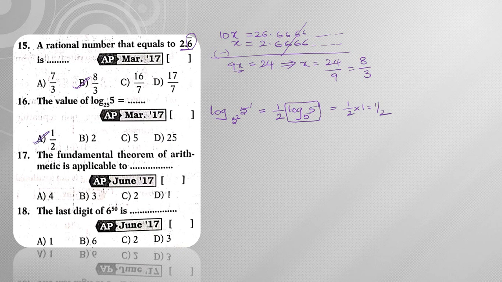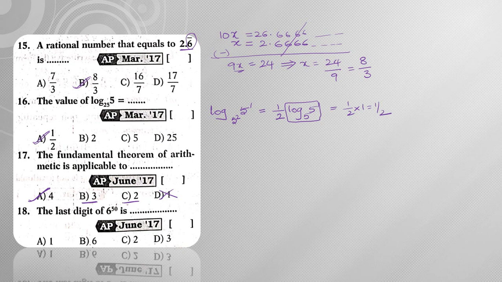Next, the fundamental theorem of arithmetic is applicable to which numbers? What is the fundamental theorem of arithmetic? Every composite number can be expressed as a product of powers of primes irrespective of their order, right? So the fundamental theorem of arithmetic is applicable only for composite numbers. Among all these options, option D is neither prime nor composite. 2 is a prime number, 3 is a prime number, and 4 is a composite number. So we can apply the fundamental theorem of arithmetic to the composite number 4.